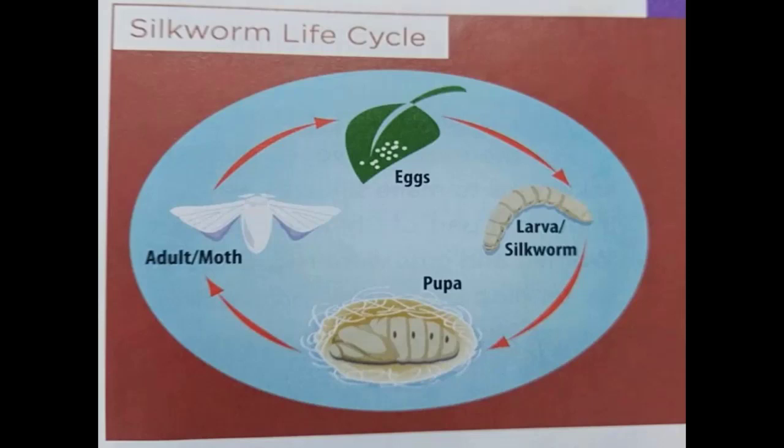You can see the picture again, taken from your textbook: Silkworm Life Cycle. It starts from the larva, the cell, the pupa. This is the larva, the silkworm, pupa, then the adult moth, and then eggs. You can see the eggs on the leaves.